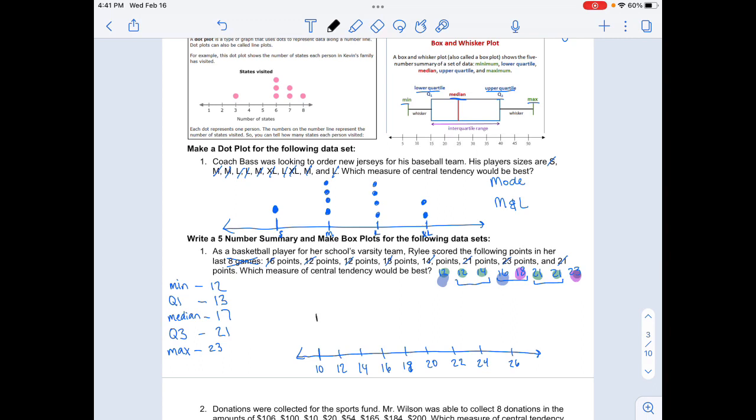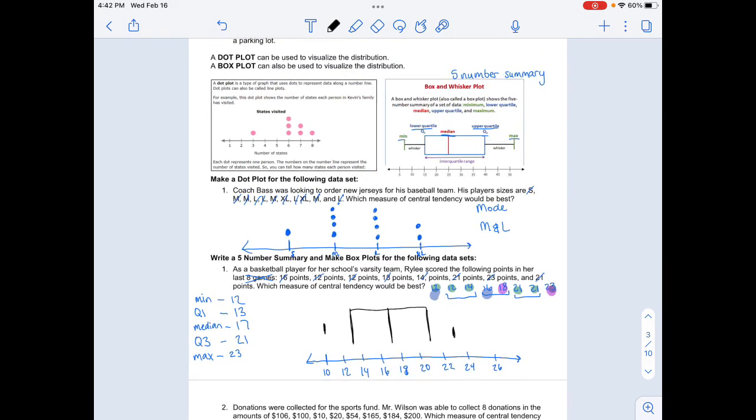Then I put either a little dash, like they did above, at my minimum or my maximum, or I can put a little dot. I don't mind either way. Then I draw a longer line for my Q3, a longer line for my median, and a longer line for my Q1, so 13, 17, and 21. And then I enclose those lines into a box. And then I draw in my whiskers. And that is my box plot. Okay?